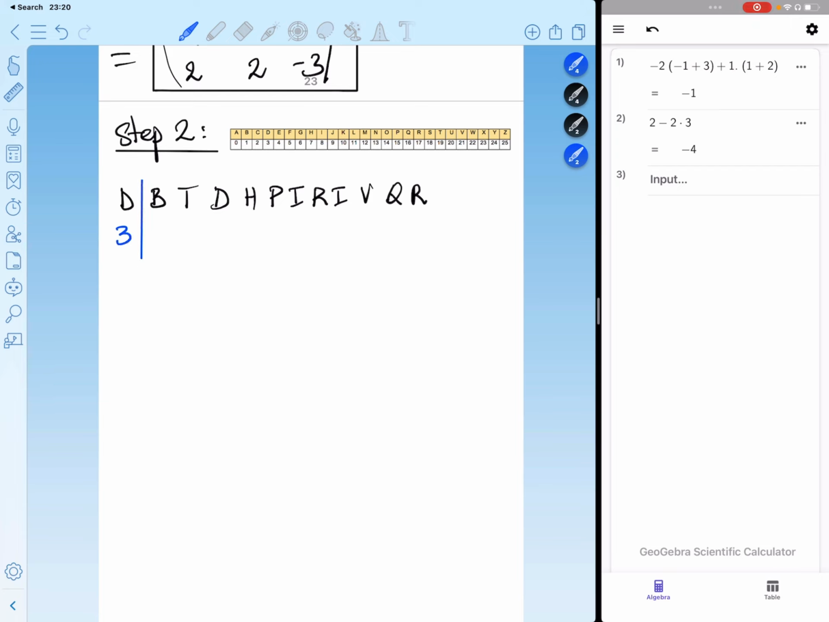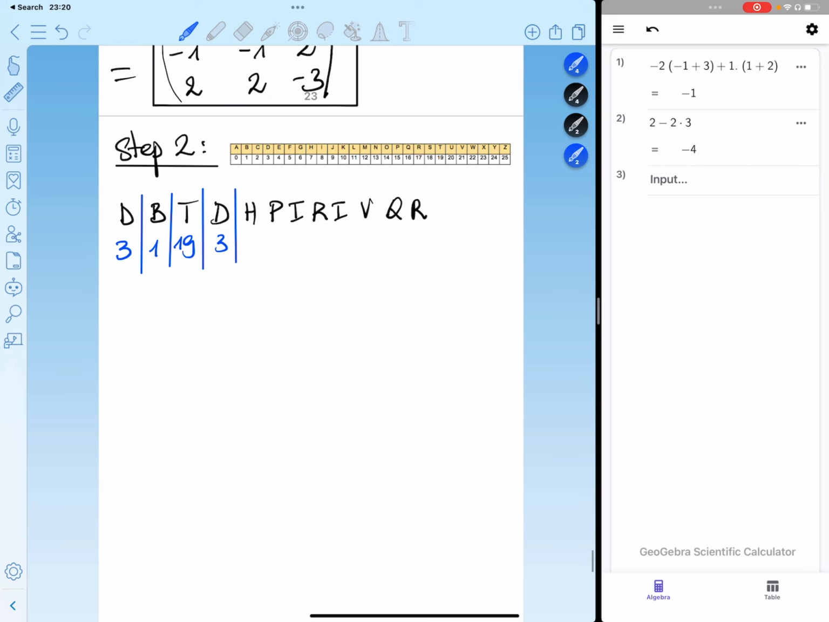Then I have what? B is 1. Then T is 19. Then D is 3. H, where is H, is 7. P is 15. I is 8. R is 17. I is 8. V is 21.